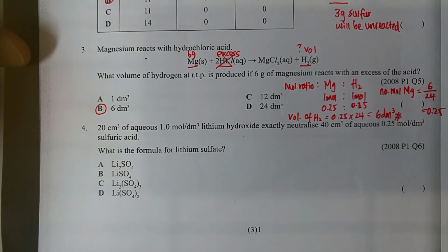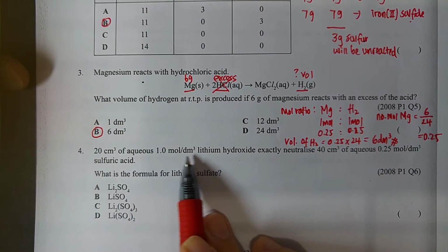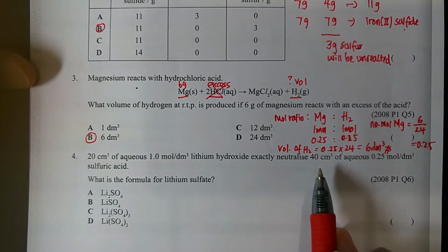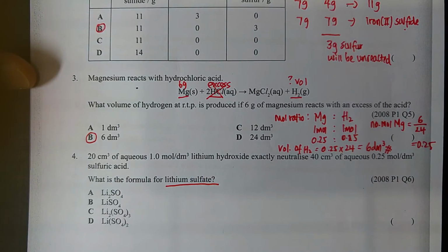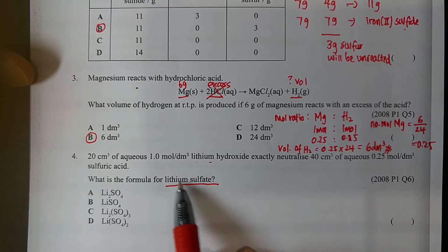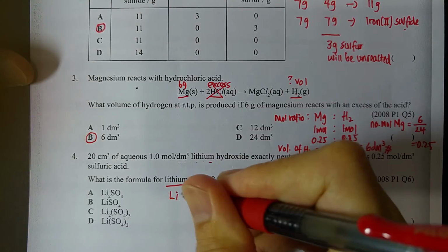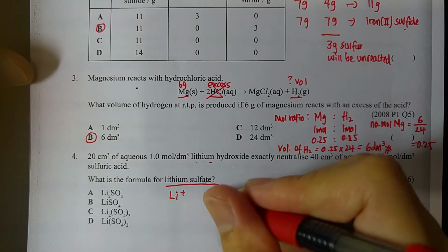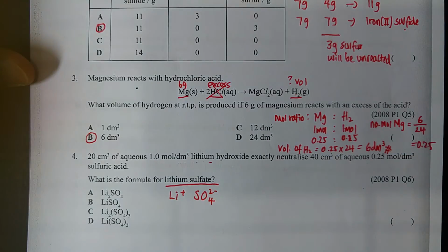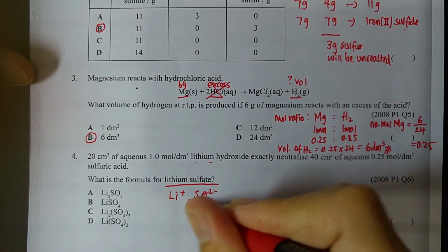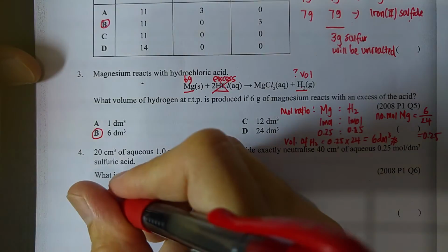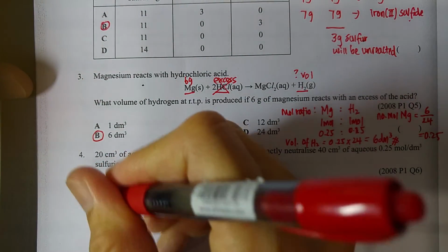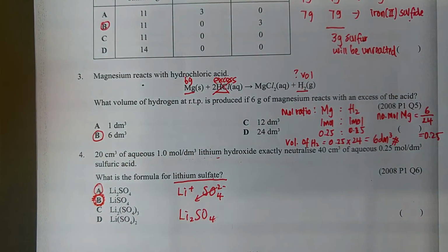Next question. 20 cm cube of aqueous 1 mole per dm cube lithium hydroxide exactly neutralizes 40 cm cube aqueous 0.25 mole per dm cube. What is the formula for lithium sulfate? Now this question, you don't really need all this information. Lithium sulfate, you know what the formula is, because lithium is a metal, sulfate is a non-metal. So the lithium ion, the charge is Li+. Sulfate ion, you have to remember, it is SO4 2-. And then when you cross multiply, you will get Li2SO4. So the answer is B. It is A. Li2SO4.